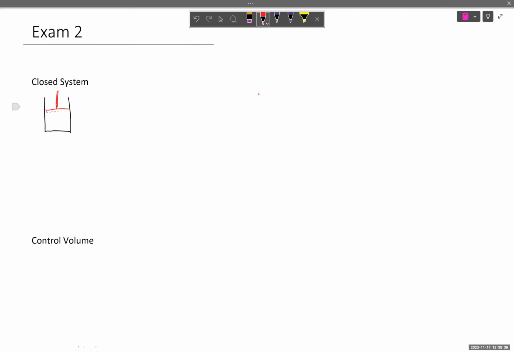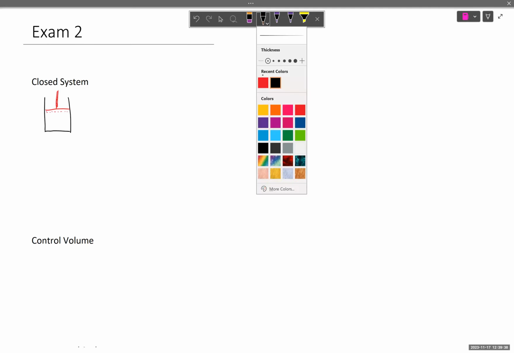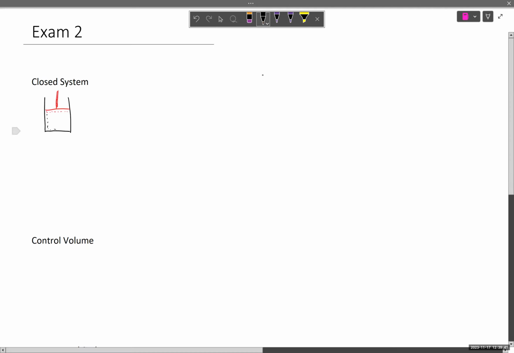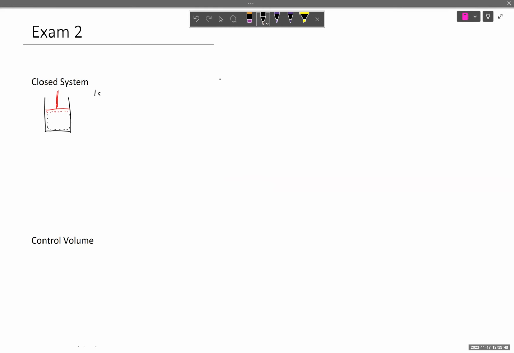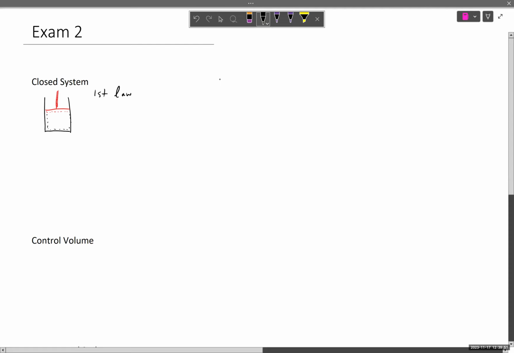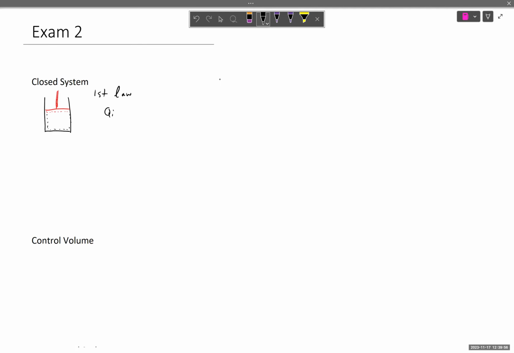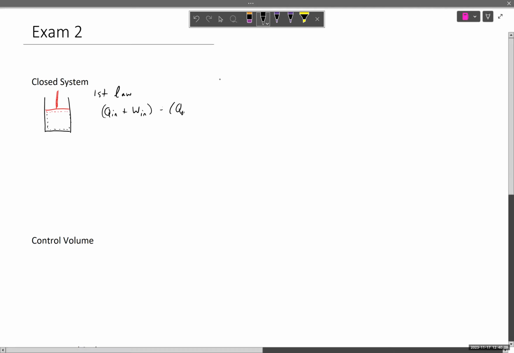So if we take a movable boundary and then say my boundary along the outside edge here is fixed, we were then analyzing our first law using the idea that we had our Q in, Q out. We said something like our Q in, we could have other work in, our heat out, and we could have other work out.